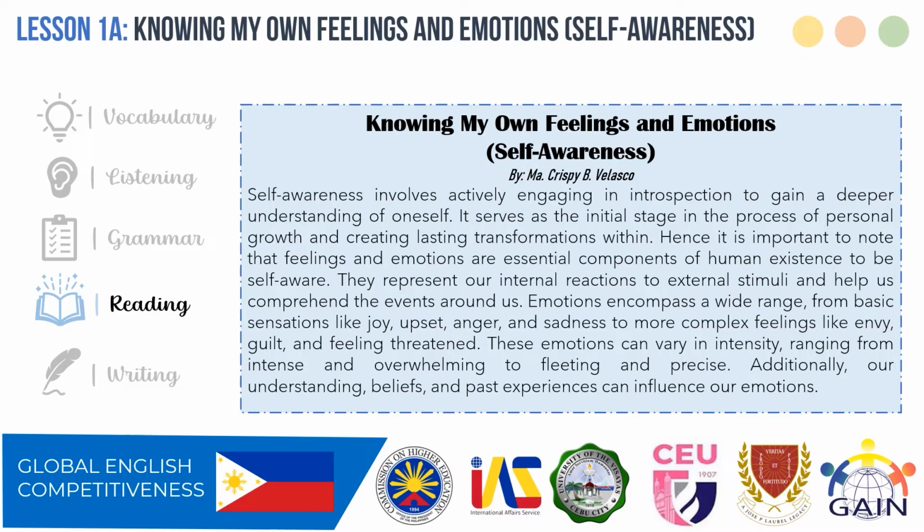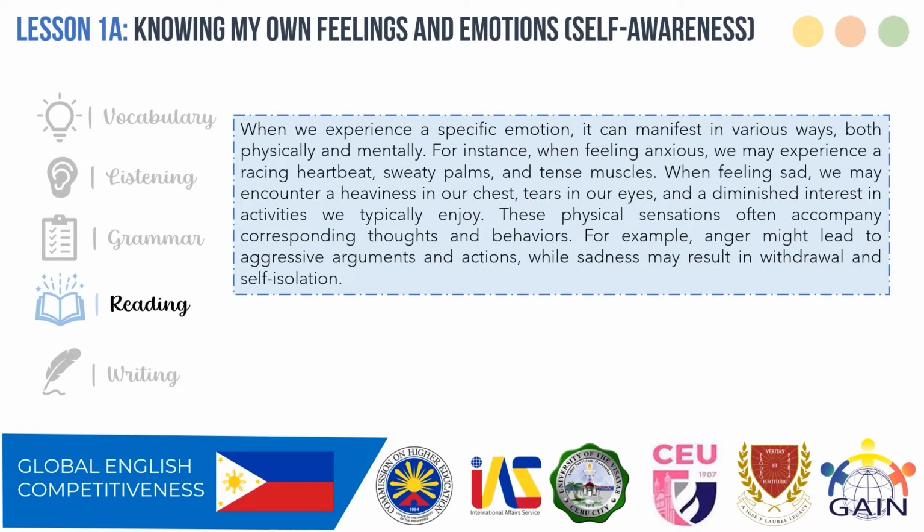Emotions encompass a wide range, from the basic sensations like joy, upset, anger, and sadness, to more complex feelings like envy, guilt, and feeling threatened. These emotions can vary in intensity, ranging from intense and overwhelming to fleeting and precise. Additionally, our understanding, beliefs, and past experiences can influence our emotions. When we experience a specific emotion, it can manifest in various ways, both physically and mentally.